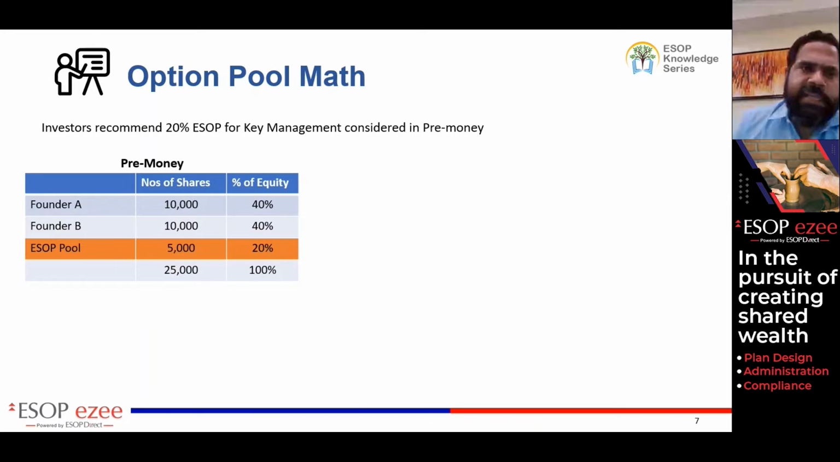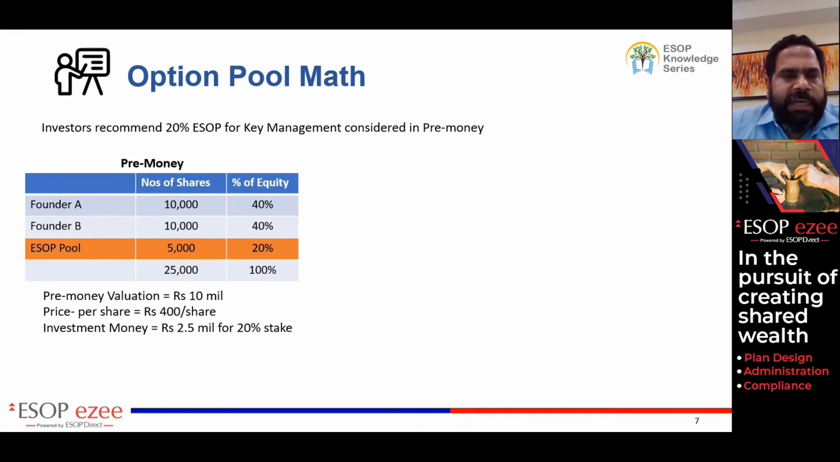But now they are saying that there should be 20% ESOP for key management considered in the pre-money. So here, if we add ESOP in pre-money, we will see that my expanded base is 25,000 and my founder's equity will dilute to 40%. This is equivalent dilution. So both of them dilute by 10% each, which is being taken up by ESOP.